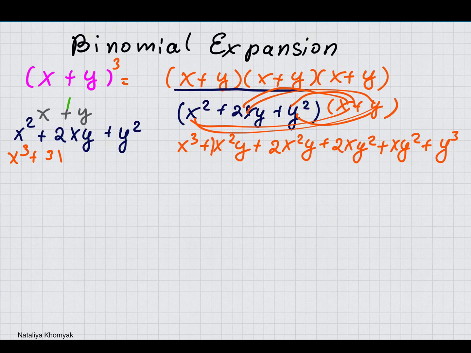This will simplify into x to the 3 plus 1x squared y plus 2 more, we have 3x squared y, 2xy squared plus 1 more, we have plus 3xy squared plus y to the third.